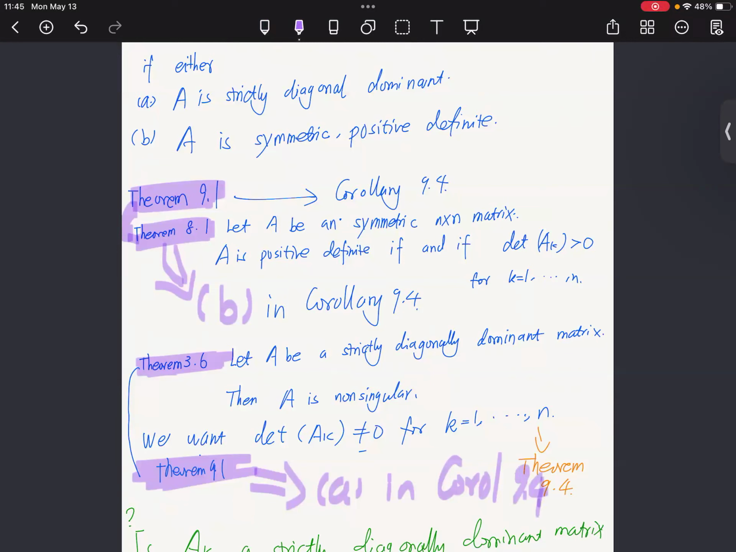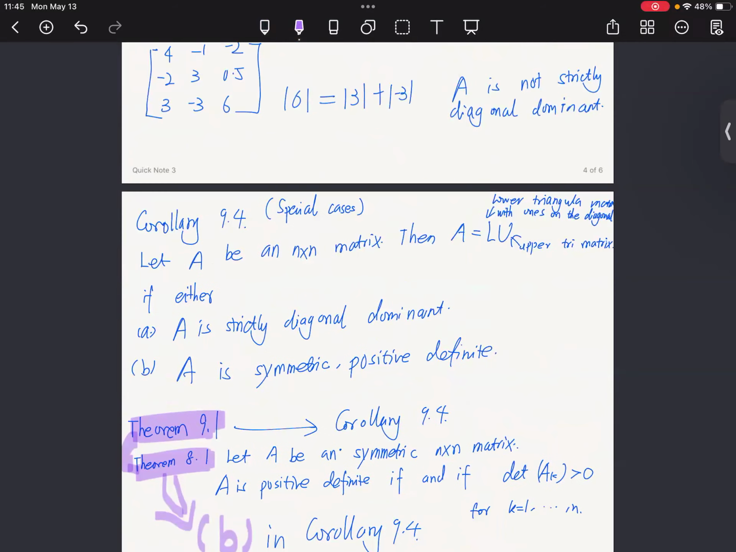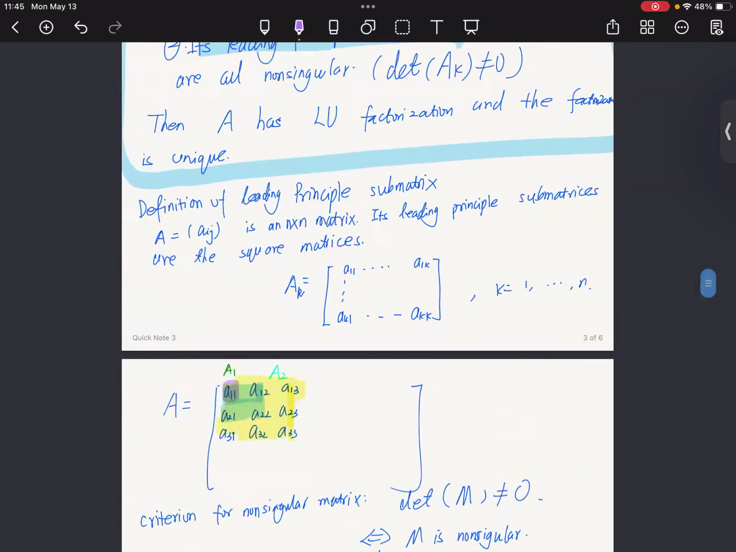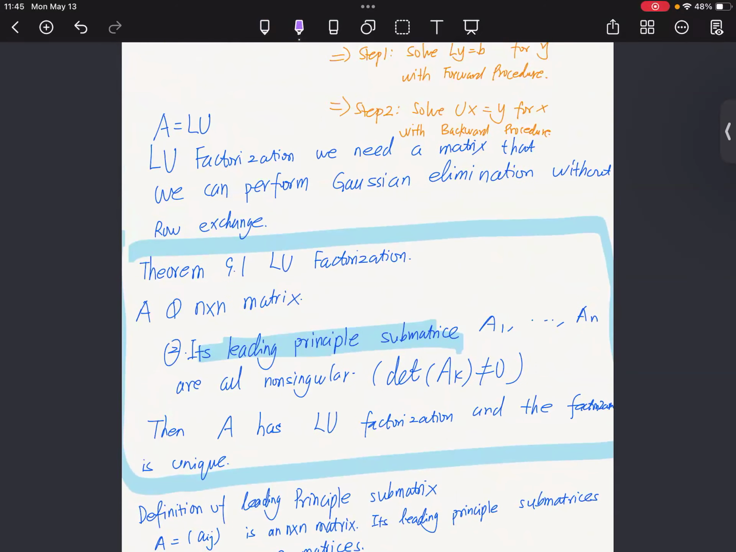Does it make sense? So this is a transition between the theorem and the corollary. And once again, I want to remind you of the difference between the corollary and the theorem. The theorem is the most general case, and sometimes you can find some cases that satisfy this criterion but do not satisfy the criterion in the corollary.